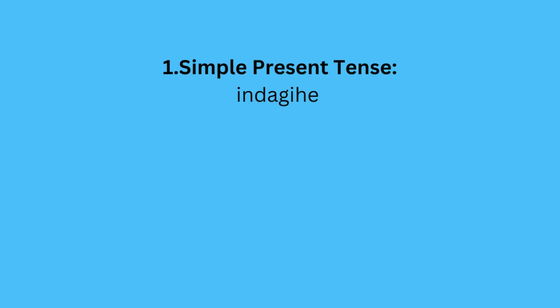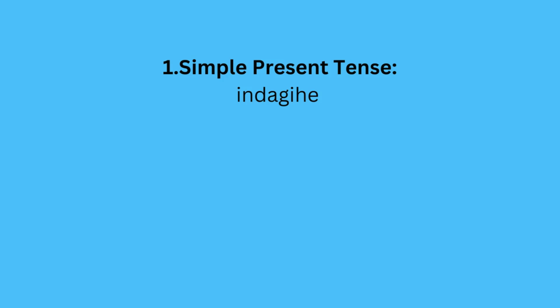Okay, let's get started. Tugiye gutangirira kuri tense ya mbere. Tense ya mbere muri izo tense uko ari 12 yitwa simple present tense. Simple present tense mu Kinyarwanda bayita indagihe.